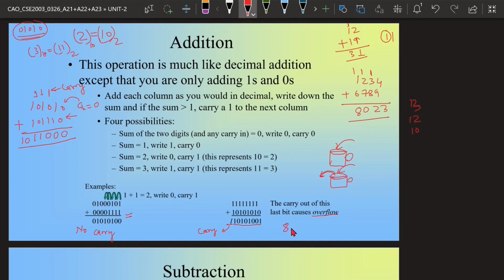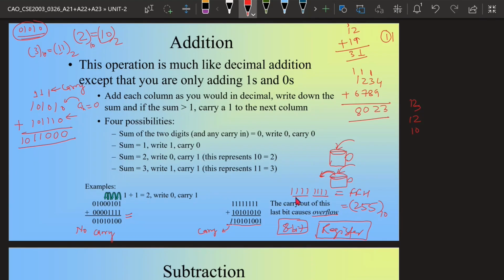If we have an 8-bit register and we put in values of 8 bits, the maximum value is all ones. So 8 ones make FF in hexadecimal, or 255 in decimal. So if it is 255 in decimal, we can store up to 255 only.